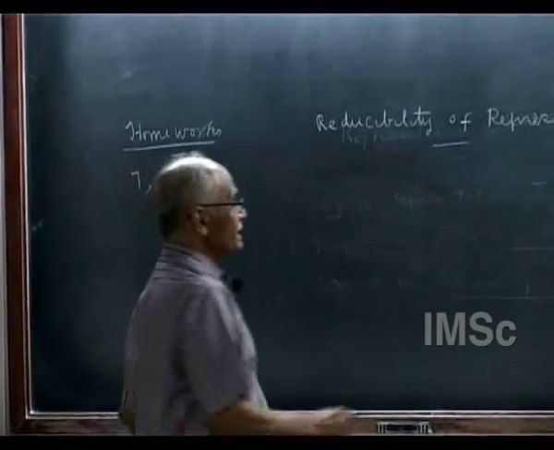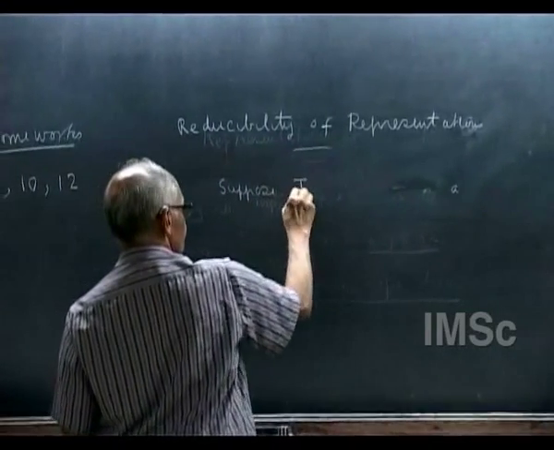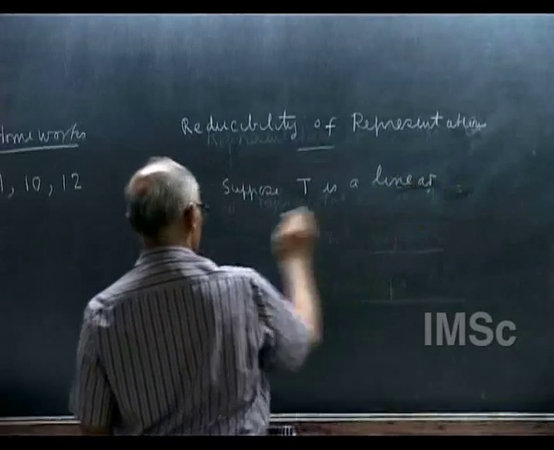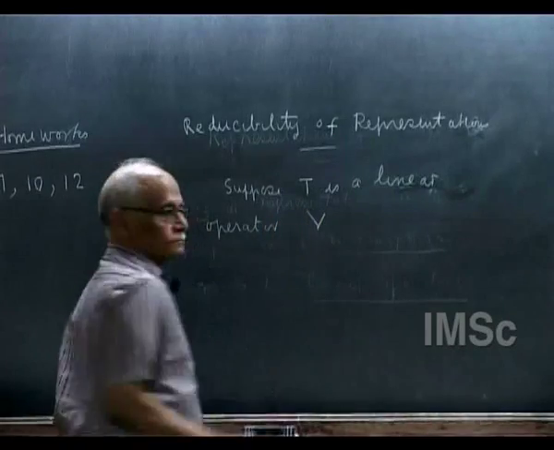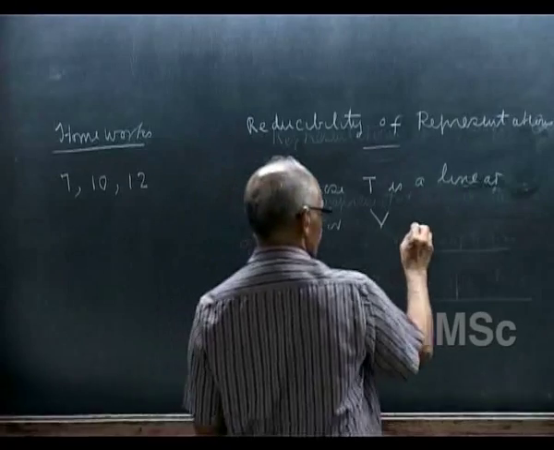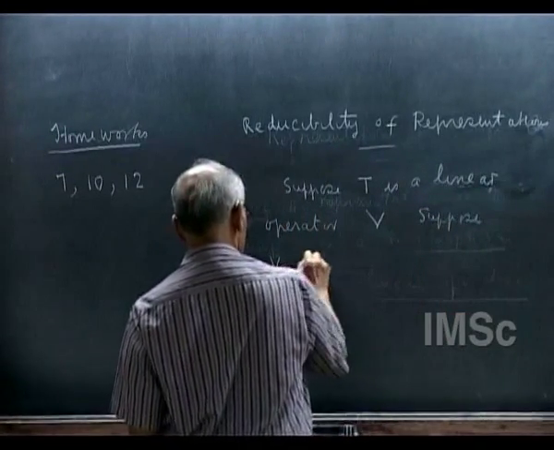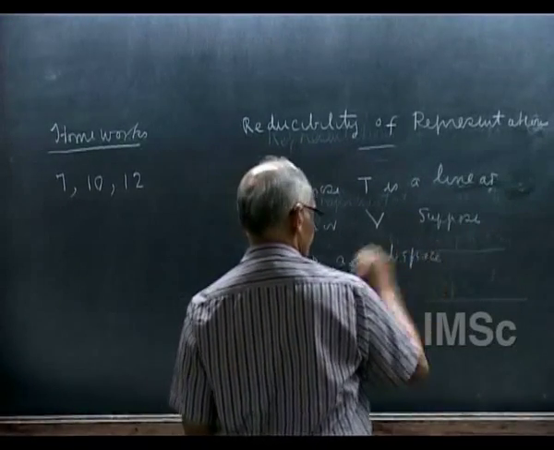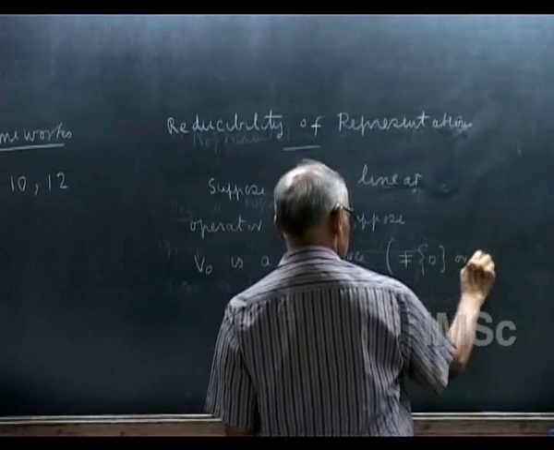So, let me say this one. Suppose T is a linear operator on V. Then suppose V0 is a subspace. Of course, I will say it is not the trivial one or V itself.